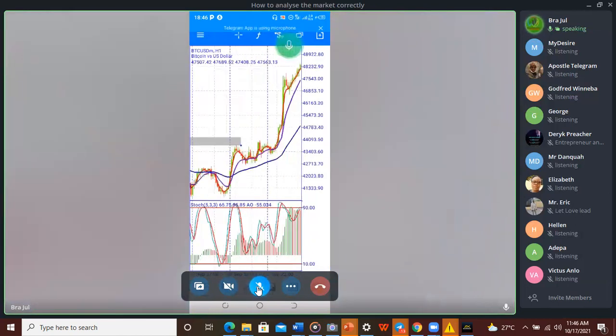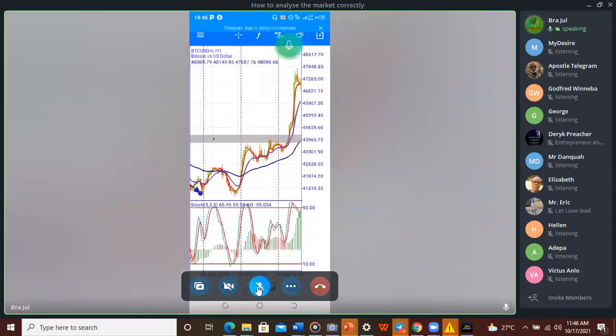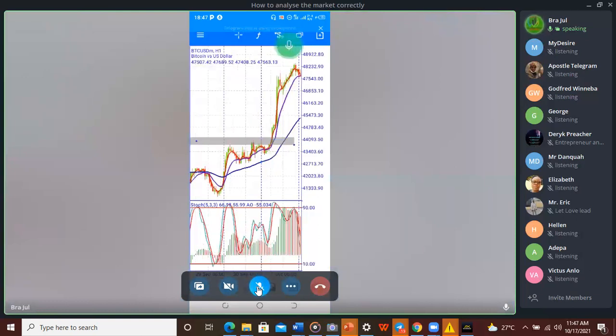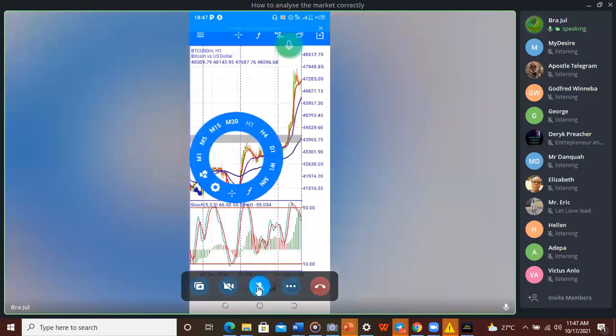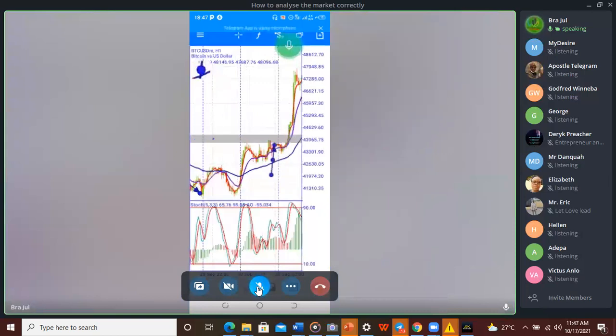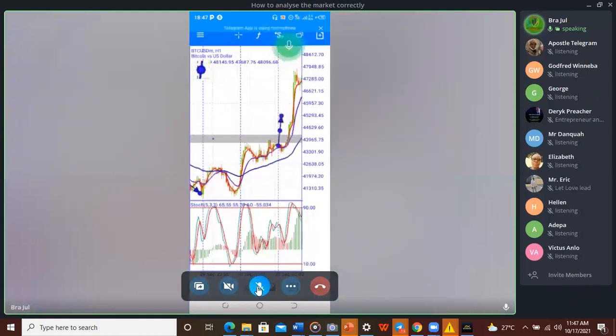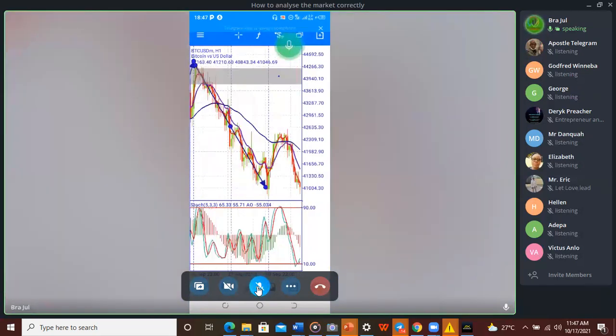Now the price has broken at this particular level, at this place. So when you mark this level and it has broken like that, it's telling you that the market is going to fire up, continue with the bias, and make a move in that direction.